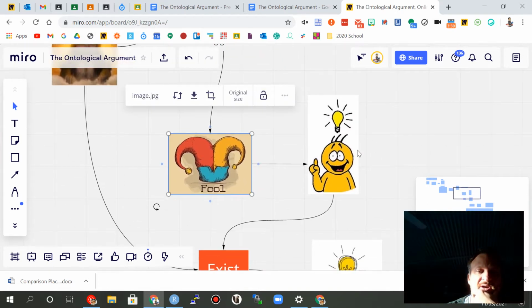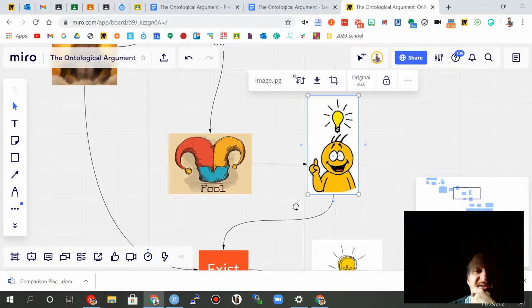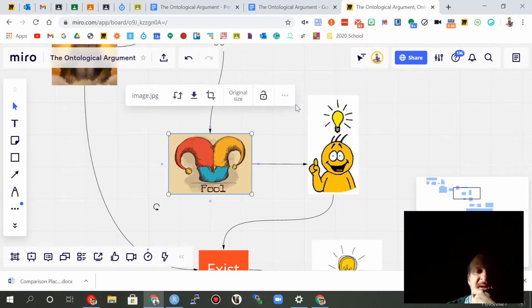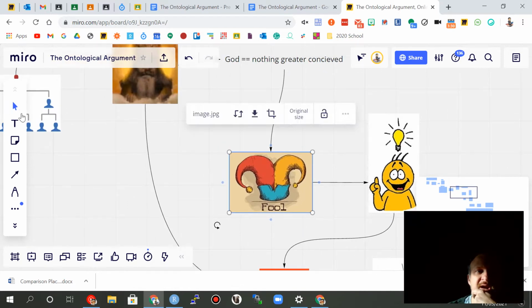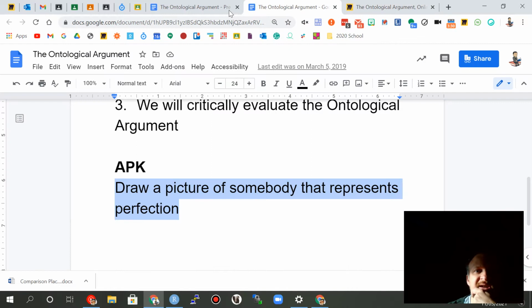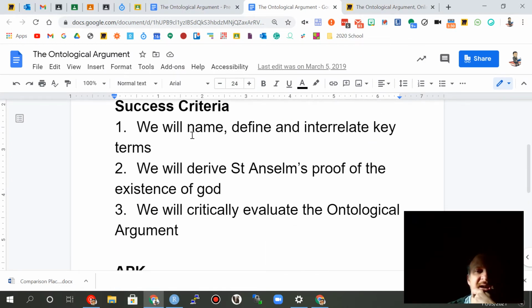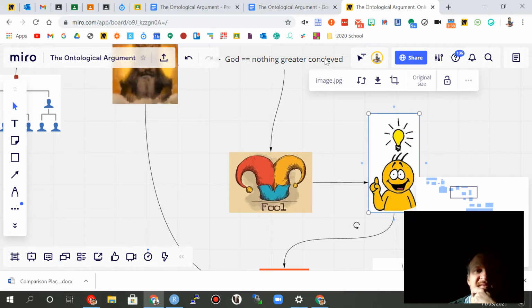So here's a picture of my fool, and there's the definition. As you can see, as we relate these terms, and as I'm pointing to these pictures that represent hierarchy, God, fool, idea, we can see that we are achieving our first success criteria, which is defining and interrelating key terms to develop an argument to understand where St. Anselm's coming from.